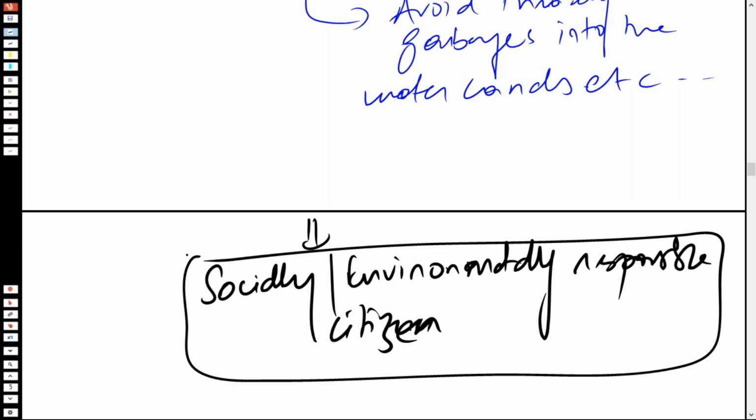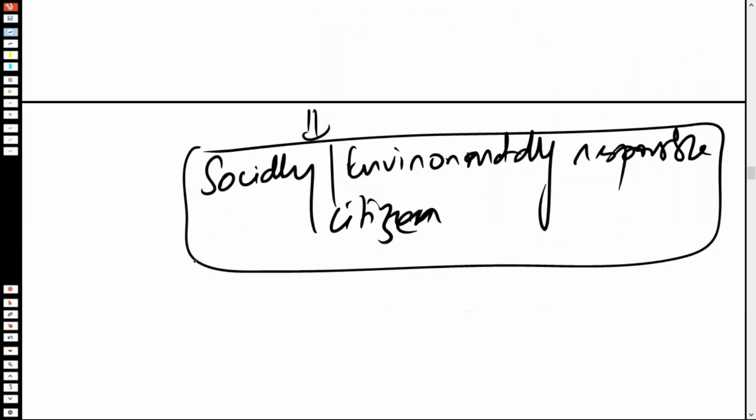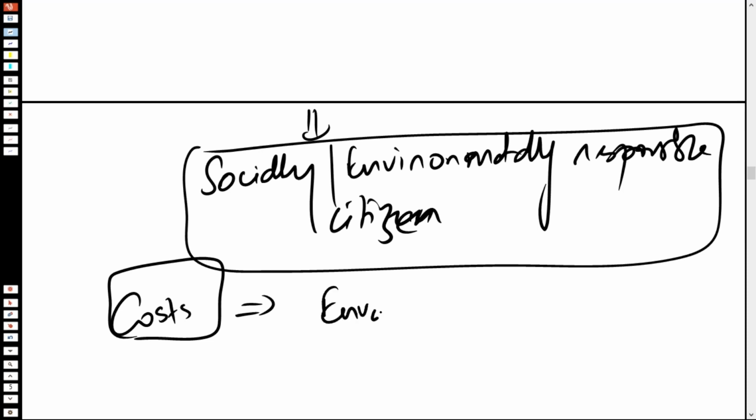You get it now? So basically, as an organization, you incur a lot of cost in order to manage your environmental footprint.